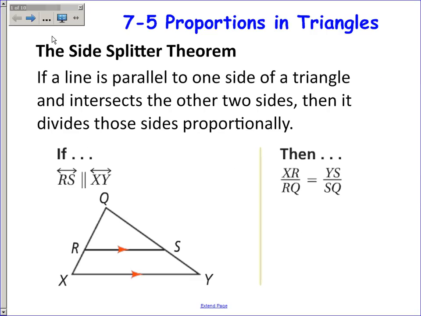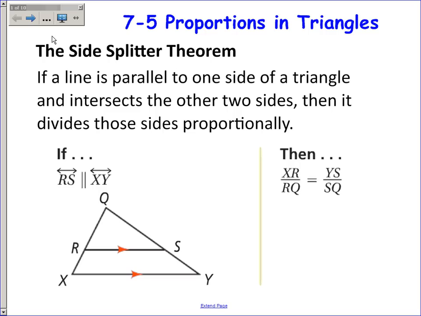Section 7-5 is about proportions in triangles. And we're going to start off by talking about the side-splitter theorem, which is actually a pretty funny name if you think about it. The theorem says if a line is parallel to one side of a triangle and intersects the other two sides, then it divides those sides proportionally.